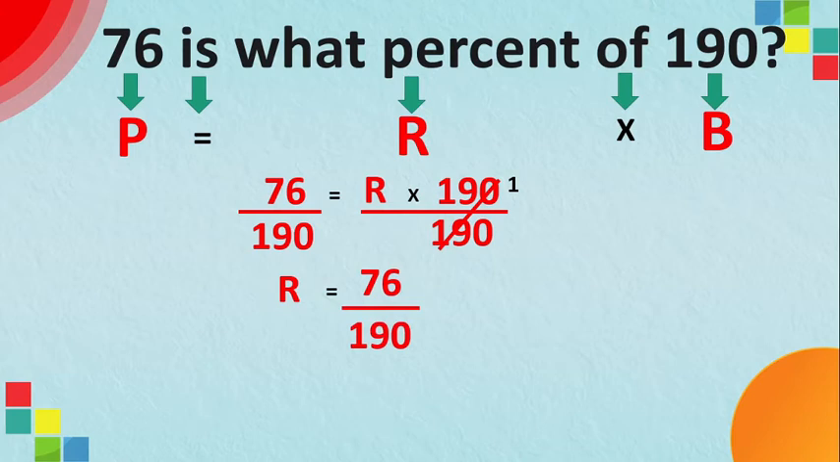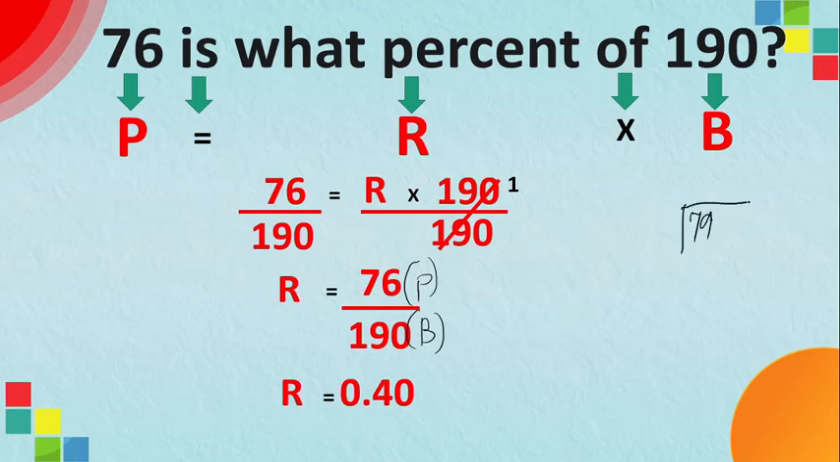So where did we get 76? 76 represents the P and 190 is our base. So all we have to do to get R, or rate, is divide percentage by the base. If we divide 76 divided by 190, the quotient will be 0.40. So let's illustrate this one.